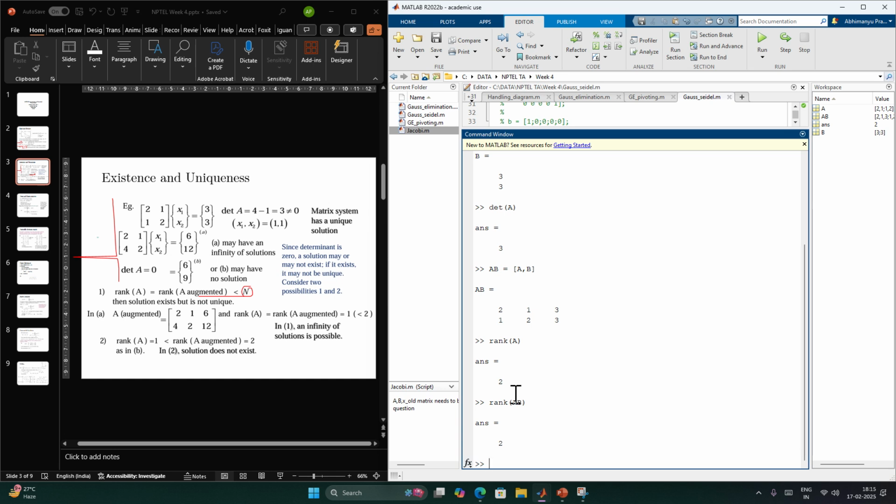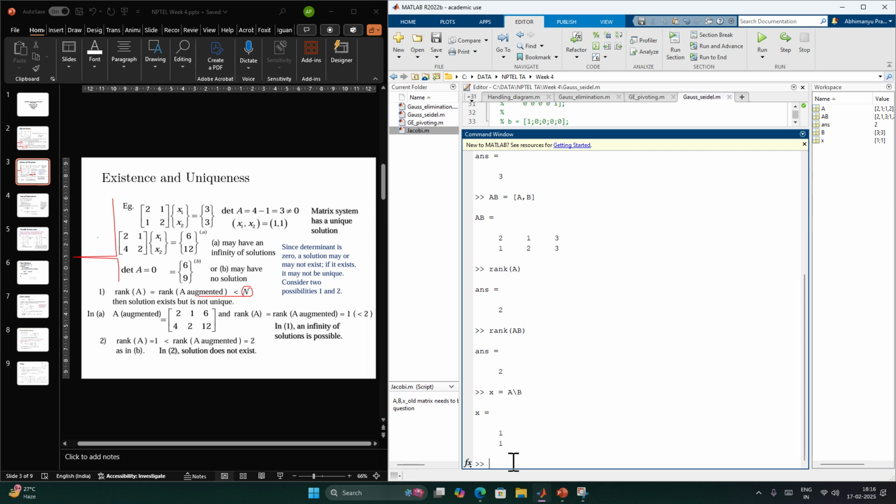So that means there is a unique solution to this problem, and we can find that unique solution using the backslash operator. So just write A backslash B. This gives us the answer 1 comma 1, which can also be easily seen here: 2 plus 2 times 1 is equal to 3, and similarly 1 plus 2 is equal to 3.